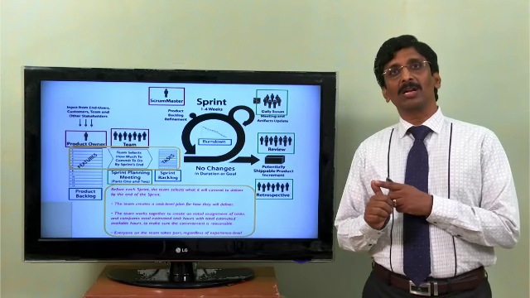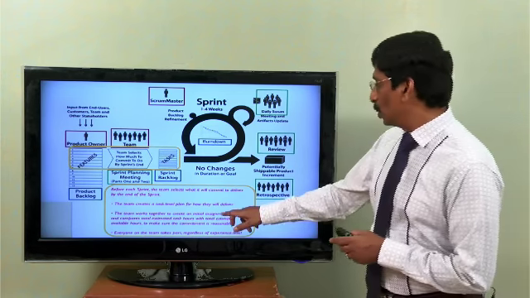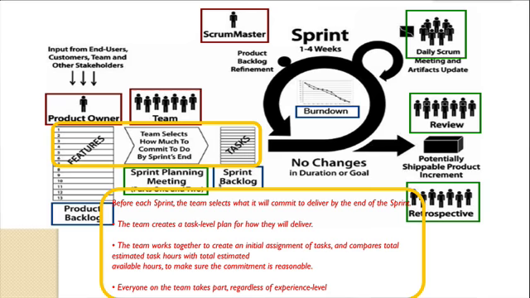The manager does not assign or allocate tasks to the team members. The team members themselves do that and compare the total estimated task hours with the total available task hours and make sure they can commit to all these tasks.